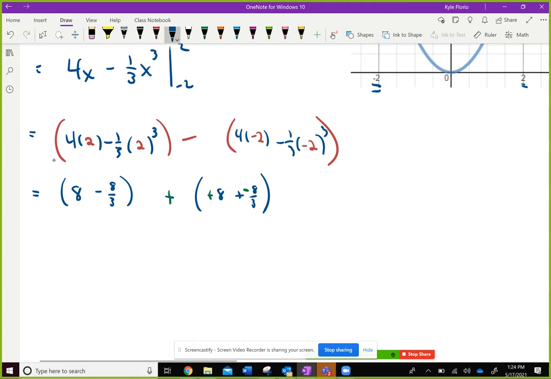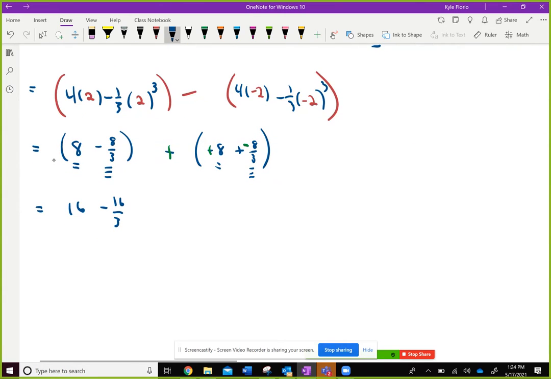So what I'm going to do here is 8 plus 8 is 16. And -8/3 minus 8/3 is -16/3. So it's 11... Is it 32/3? I think it's 32/3. I'm going to have to triple 16 to get the same denominator. And I'm taking one of the 16s away, so it's really just doubling 16, which is 32.